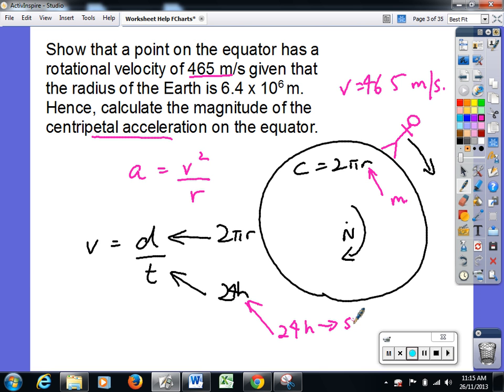So firstly, we must calculate the velocity of a person, and it's given to you that it should come out to be 465. Then after that, we will place it into this formula here to calculate the centripetal acceleration on the equator. So pause the video now and have a go at this question.